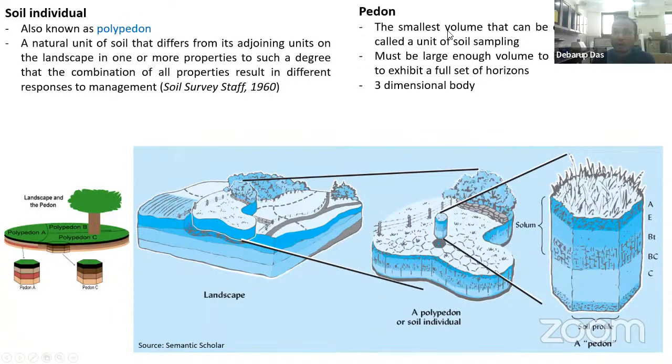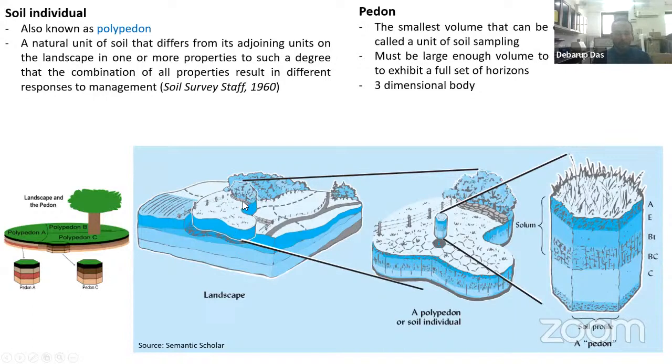Pedon, the smallest volume that can be called a soil. This is a pedon. Okay? This is a three-dimensional body. Also called a unit of soil sampling, it must be large enough in volume to be observable and to exhibit a full set of horizons. You should be able to get a full set of horizons out of this pedon. And it's a three-dimensional body. So conceptually, this definition is very clear.